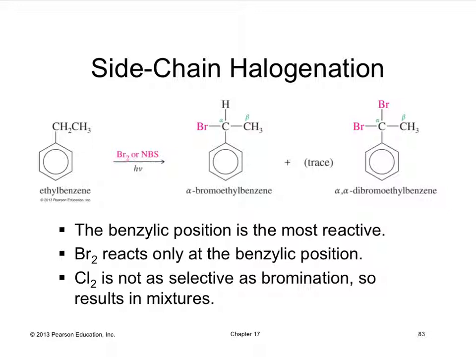Side chain halogenation. So here's ethylbenzene in the presence of Br2 or NBS in the presence of light. At the alpha position it will become brominated, and then you'll have trace amounts of the alpha,alpha-dibromo product. This is just to show that the benzylic position is the most reactive. Br2 reacts only at the benzylic position. Cl2 is not as selective as bromination, so you have mixtures.